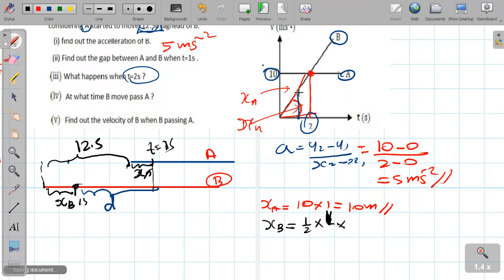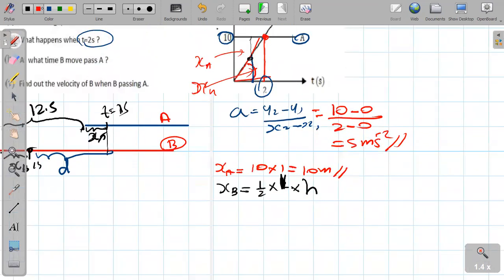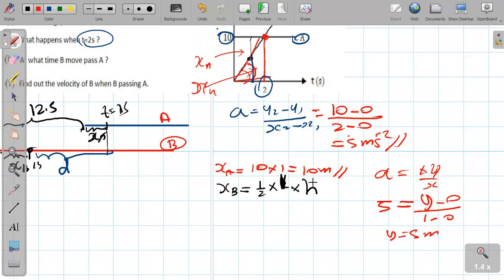After 1 second. And the height axis, we don't know the height. That's a problem. So how to find out height? This is not a straightforward question because you don't know the height after 1 second. So how to find out height? Again, go for the gradient here. We know the gradient equals delta y over delta x. So the gradient we just found, 5, equals y minus 0 over 1 minus 0. So y is some 5 meters. Here it is 5 meters.